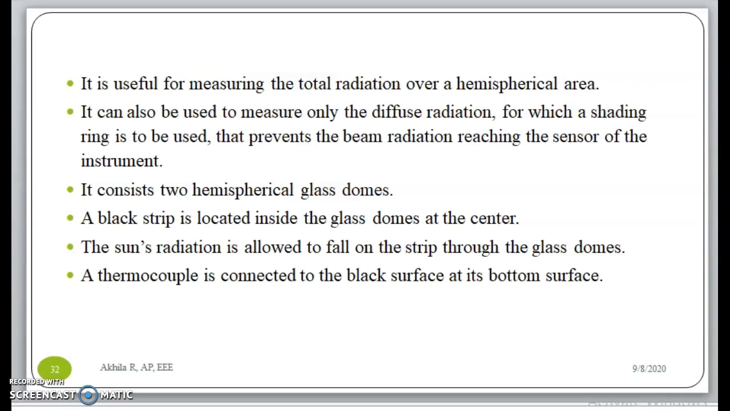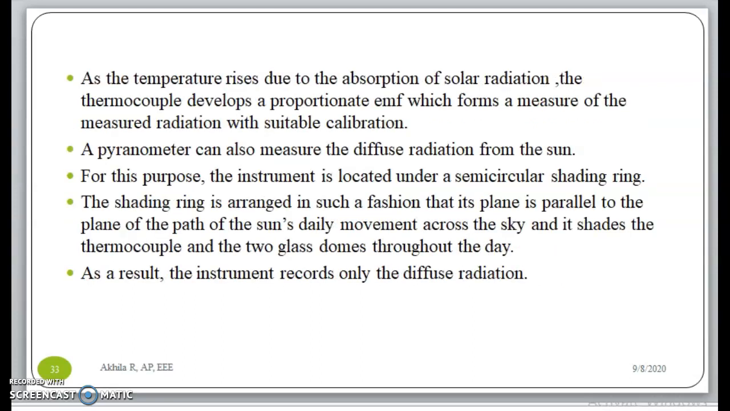It consists of 2 hemispherical glass domes. A black strip is located inside the glass domes at the center. The sun's radiation is allowed to fall on the strip through the glass domes. The thermocouple is connected to the black surface at its bottom surface. Now as the temperature rises due to the absorption of solar radiation, the thermocouple develops a proportionate EMF, which forms a measure of the measured radiation with suitable calibration.